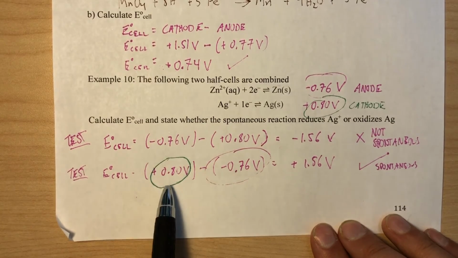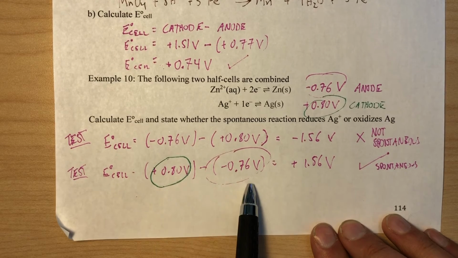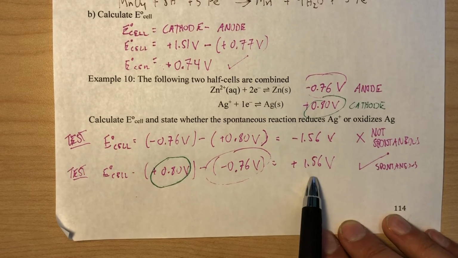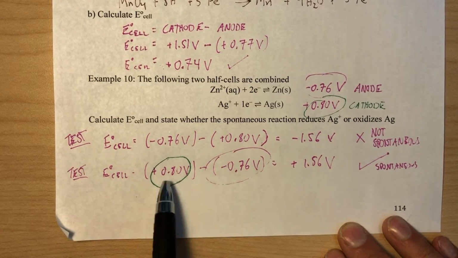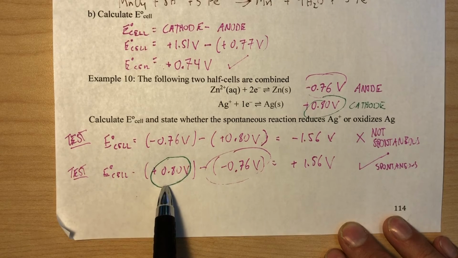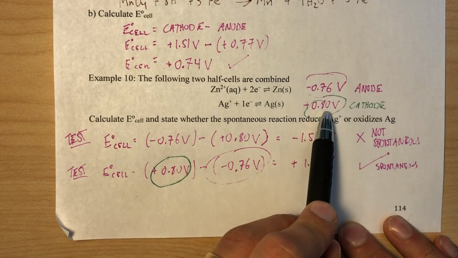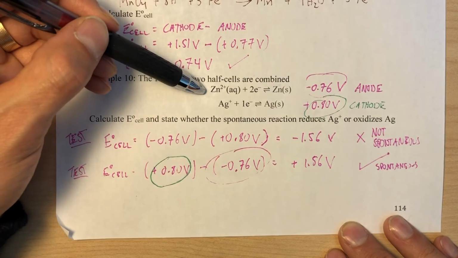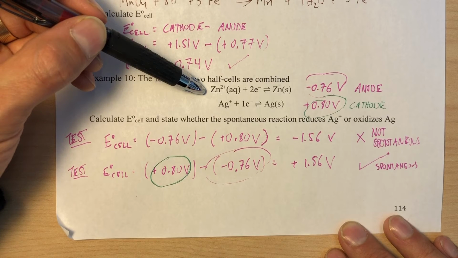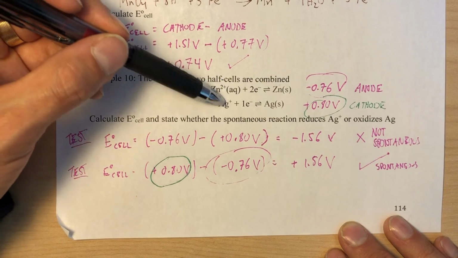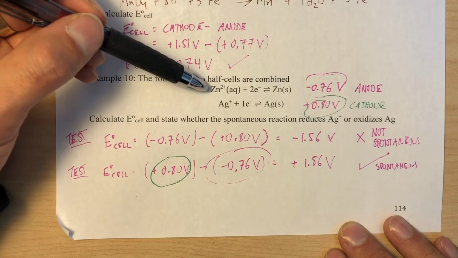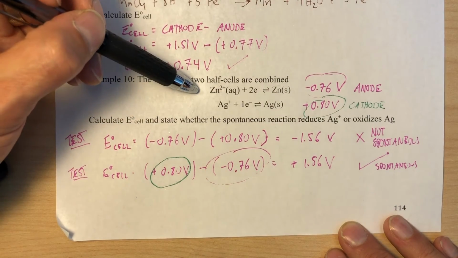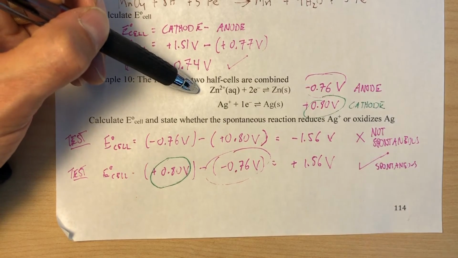So we switch them, and we get positive 0.80 volts minus negative 0.76. They're looking good since we're subtracting a negative value, and we get a positive 1.56 volts. That's spontaneous. In this order, we have 0.80 volts is our cathode, which corresponds to our silver reaction, so that must be our reduction, which means that our zinc reaction must be our oxidation. So if we were to combine these reactions to form the overall chemical reaction, we would have to flip the zinc reaction because it's the anode, and we have to flip it to show that it's an oxidation when we write the overall chemical reaction.